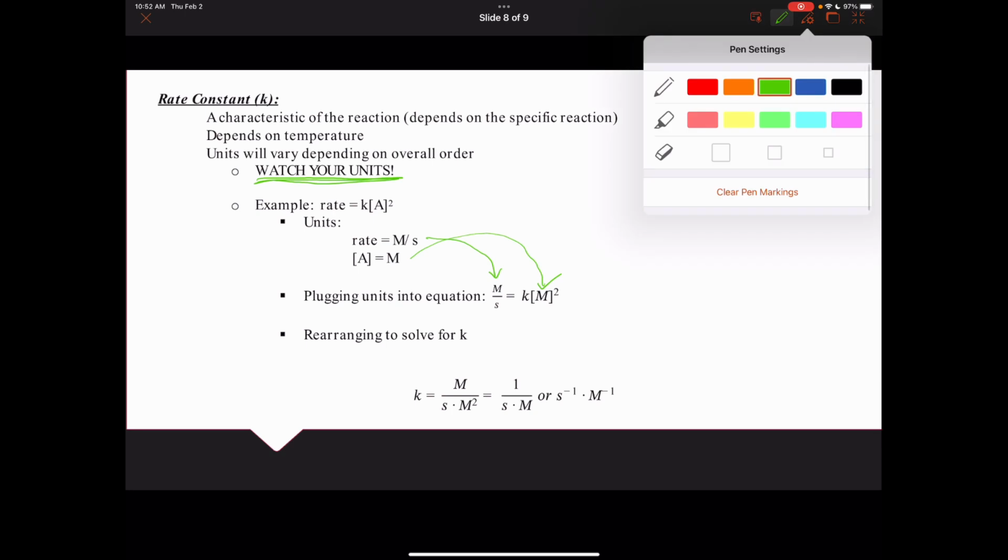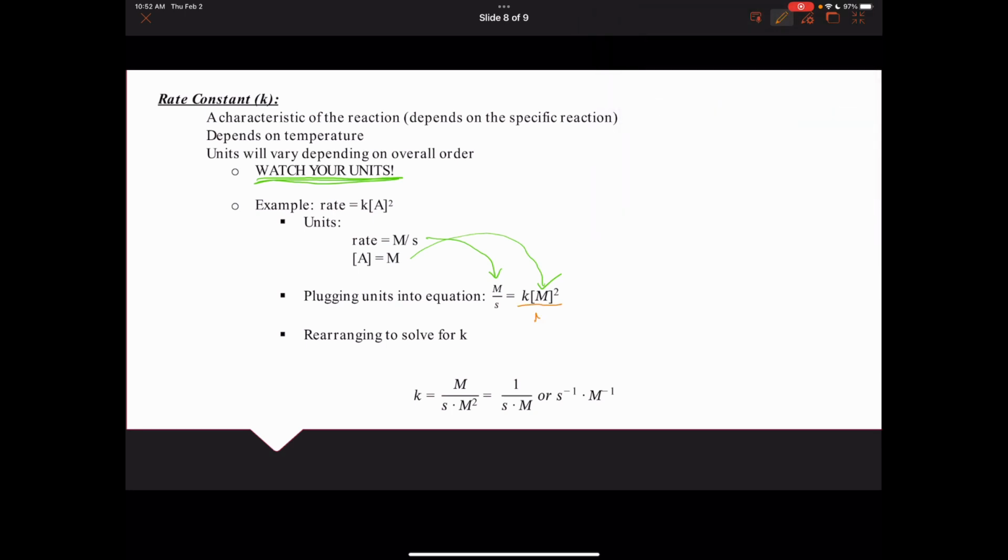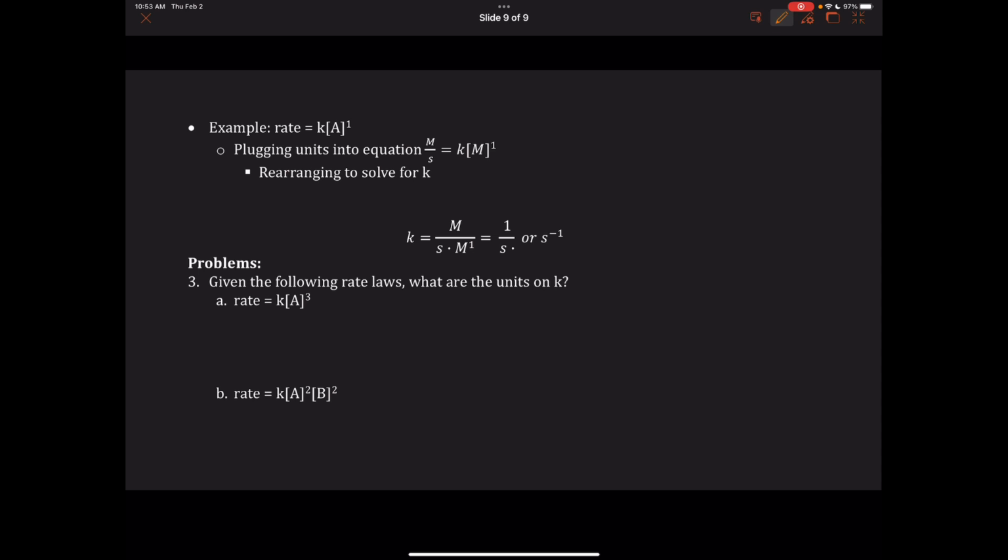So to rearrange and solve for K, I'm going to need to get K by itself. So I'm going to divide both sides by molarity squared. So I end up with molarity divided by seconds times molarity squared. Molarity on top and one of the molarities on bottom cancel. So that leaves me with 1 over seconds times molarity. Or we can write that as seconds to the minus 1 times molarity to the minus 1. So that was if our rate law was second order.